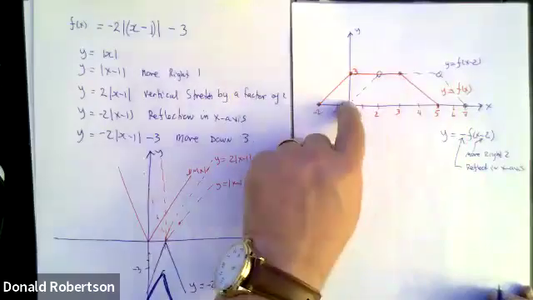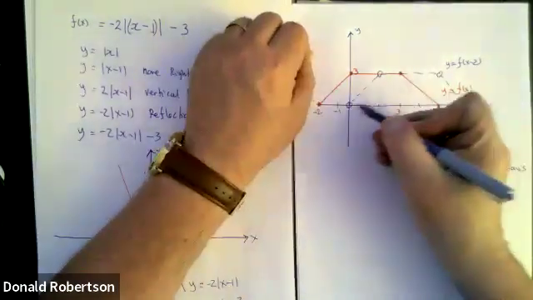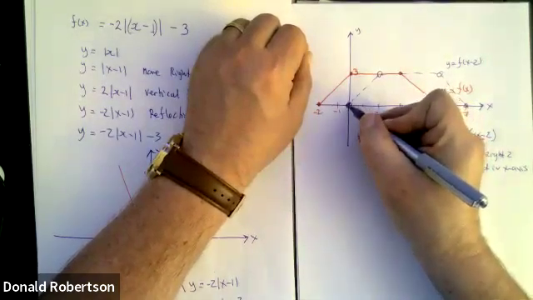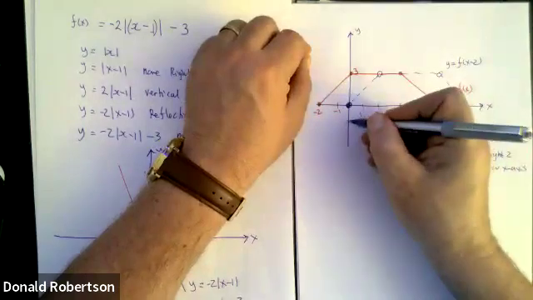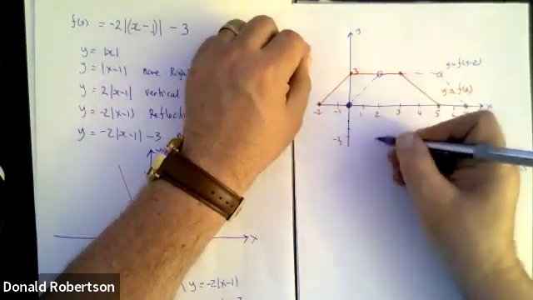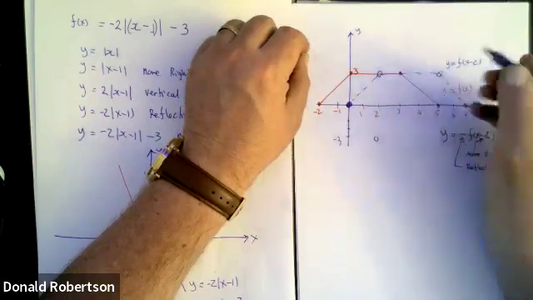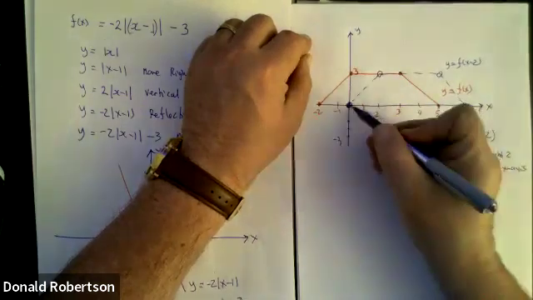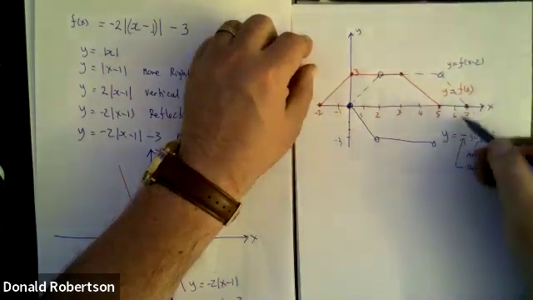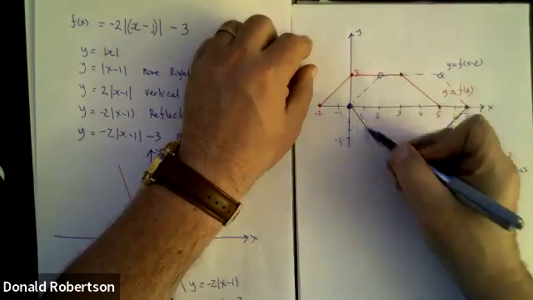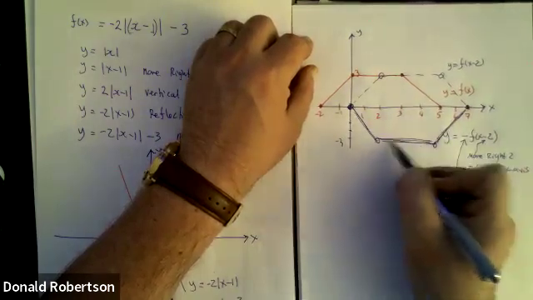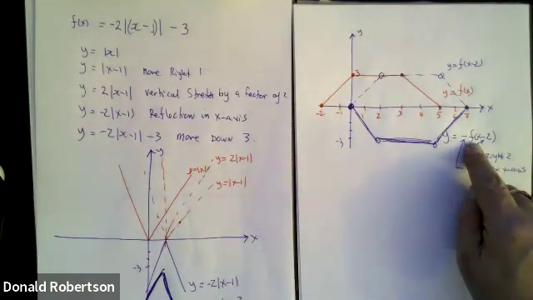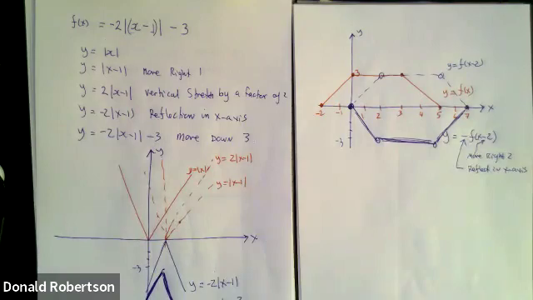And then reflect in the x-axis. So take the corners and reflect on the x-axis. That guy stays put. This guy goes here. This corner goes here. And this guy stays put. So that boat shape would be what the graph of this transformation would look like.